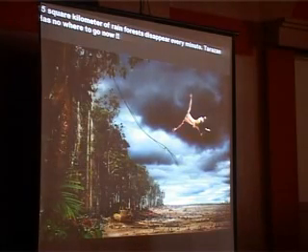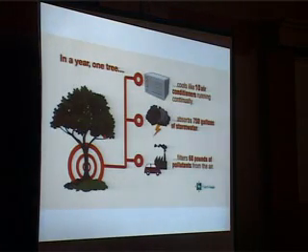Next one. Where will the first transition go? Next. In a year, one tree can cool like 10 air conditioners. One tree will absorb 750 gallons of dirty water, and 60 pounds of pollutants will be filtered.